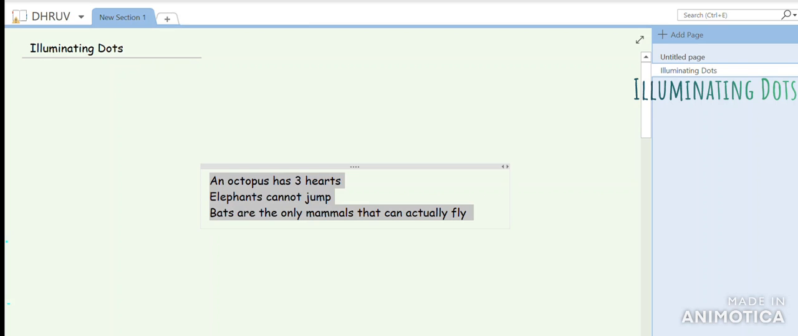Okay, so it's time for today's fun facts. The octopus has three hearts, elephants cannot jump, and bats are the only mammals that can actually fly. So, these were today's fun facts.